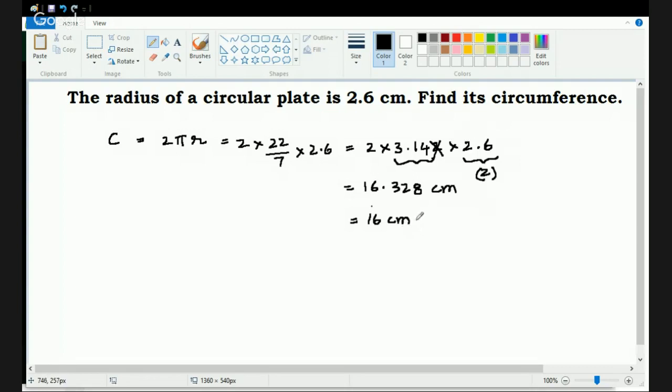Anybody with any doubt? Sir, I do not understand, sir. No, that is what I said, my dear. This 2 is constant, pi is constant, only variable part that is measured value is 2.6. Radius 2.6 has how many digits, my dear? 2. When radius has minimum number of significant digits 2, your answer also should be rounded off to 2 significant figures.